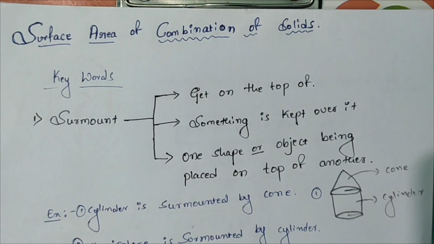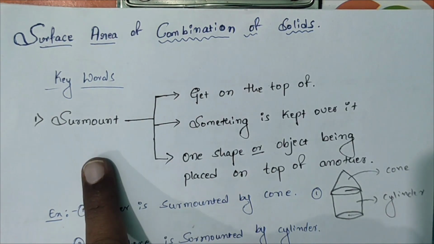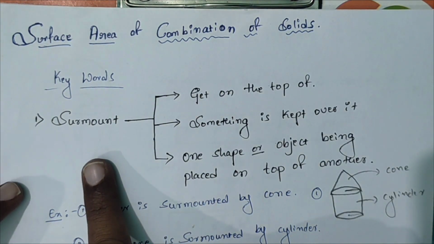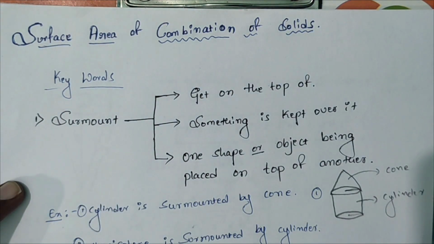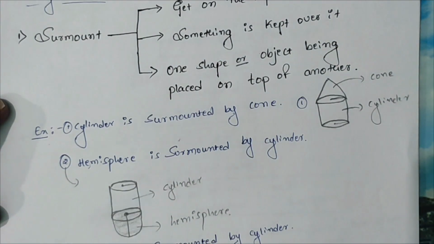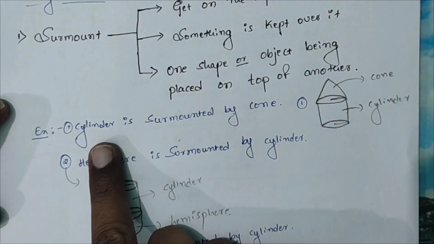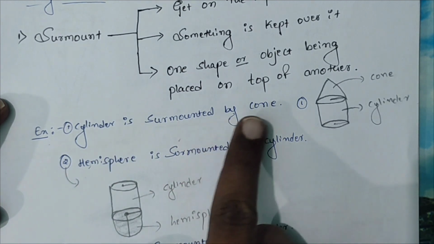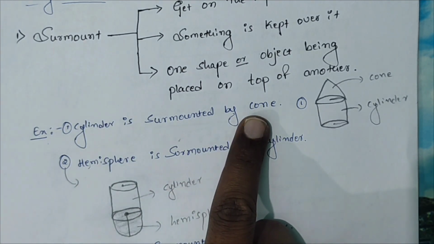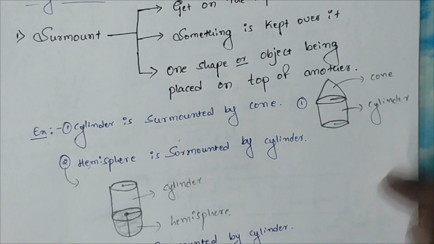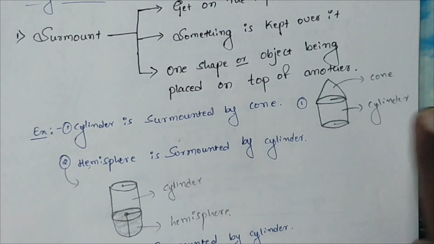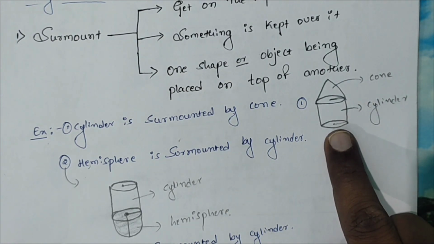The first keyword is surmount. Surmount means, in simple words, that one object is kept on another one. For example, here I took a cylinder surmounted by a cone. That means you can see this cone is kept on the cylinder.